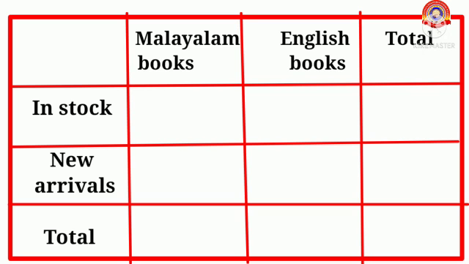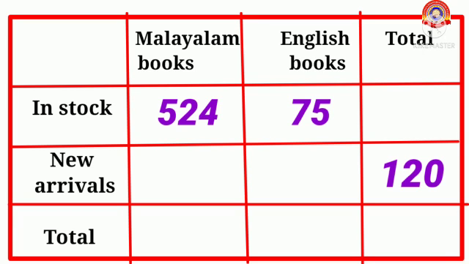You know, Mary's school library has 524 Malayalam books and 75 English books. How many new books arrived today? Yes, 120. From these, 20 are English books. Then how many Malayalam books arrived today? You know, out of 120, 20 are English books. So the remaining 100 books are Malayalam books.